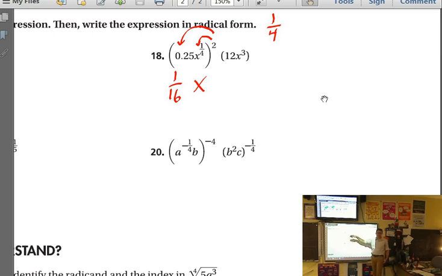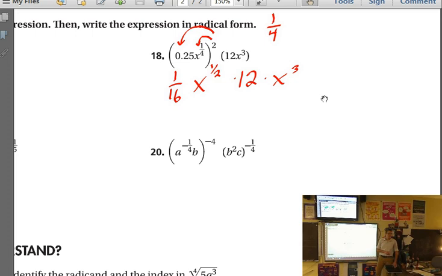Well, what would the power of x become? We're going to square a fourth power. It becomes a half, because it's 2/4, which really is a half. And that 12x to the third is just 12x to the third.